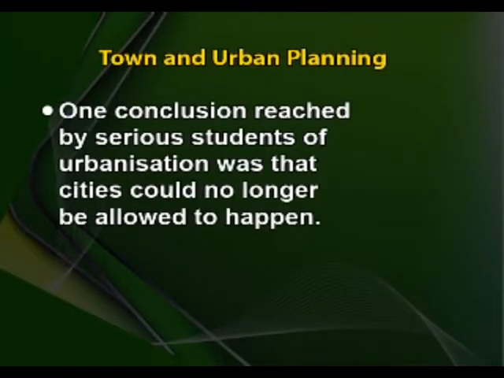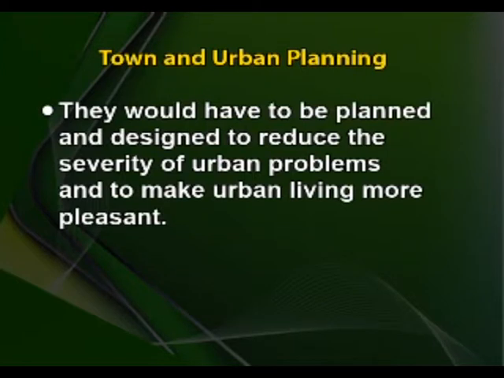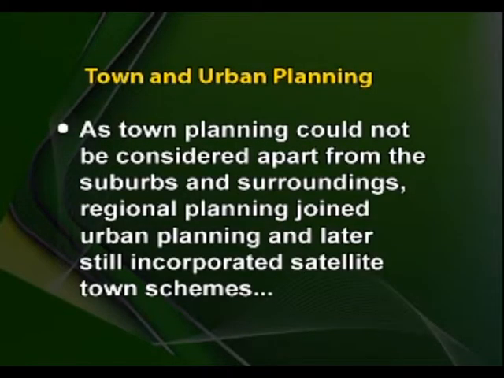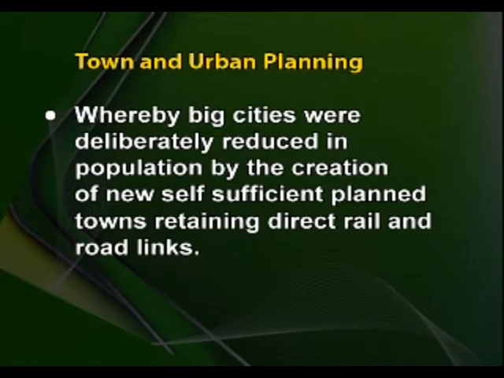One conclusion reached by serious students of urbanization was that cities could no longer be allowed to just happen. They would have to be planned and designed to reduce the severity of urban problems and to make urban living more pleasant. As town planning could not be considered apart from the suburbs and surroundings, regional planning joined urban planning and later still incorporated satellite town schemes, whereby big cities were deliberately reduced in population by the creation of new self-sufficient planned towns retaining direct rail and road links.